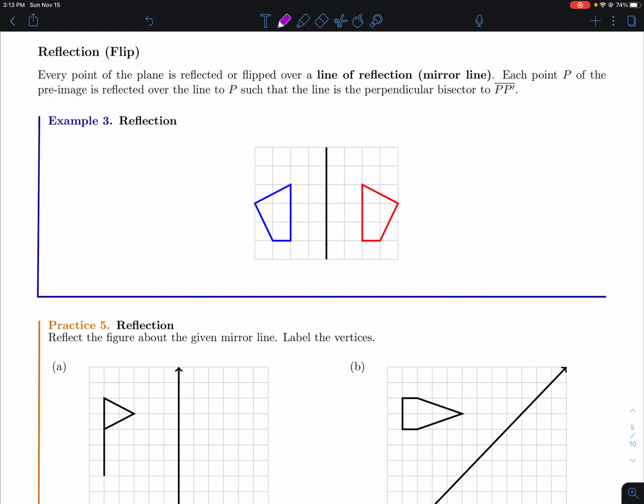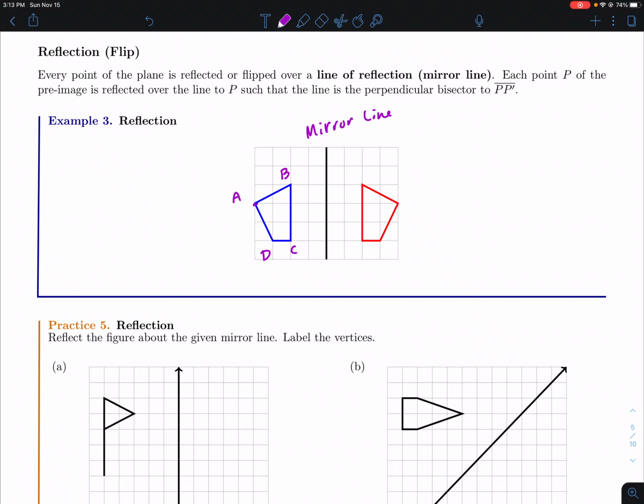So again, with the reflection, the goal is this object's going to be flipped around some mirror line. And so in this case, this is our mirror line. And so again, we're doing the same thing. We're trying to move points A, B, C, and D to points A prime, B prime, C prime, and D prime. And so the thing that we want to look for is when we're trying to calculate A, we want to figure out how far away it is from that mirror line.